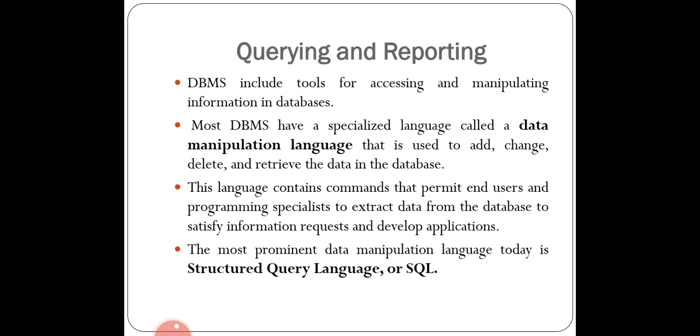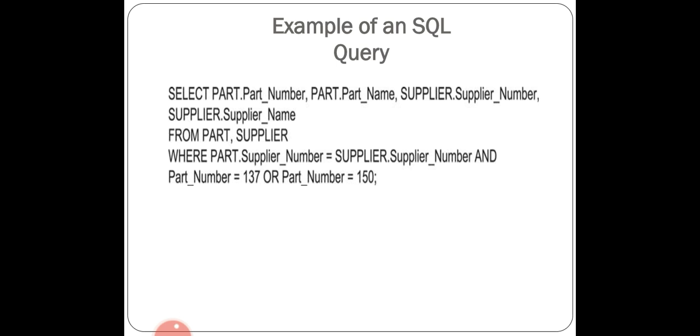So for querying and reporting information from a database, you need a data manipulation language. And the most prominent data manipulation language in the world today is what we call SQL. It is written in this way. For example, if you want to extract data from two tables, let's say table parts and table supplier, then you can write a command like this.